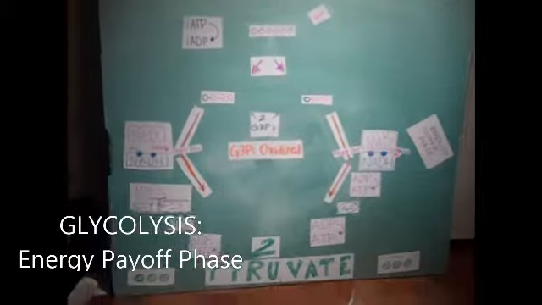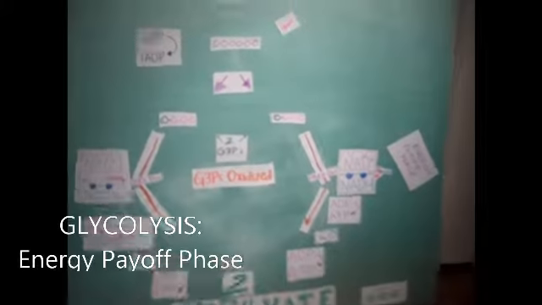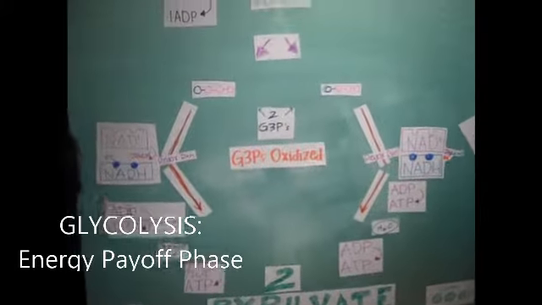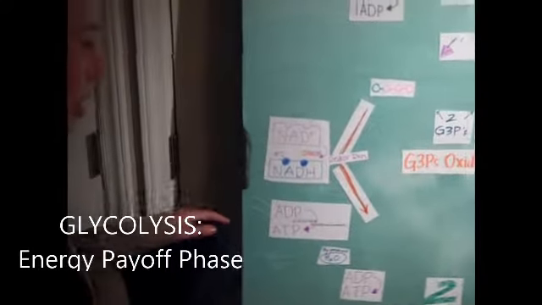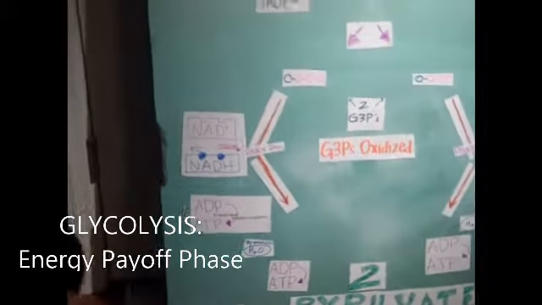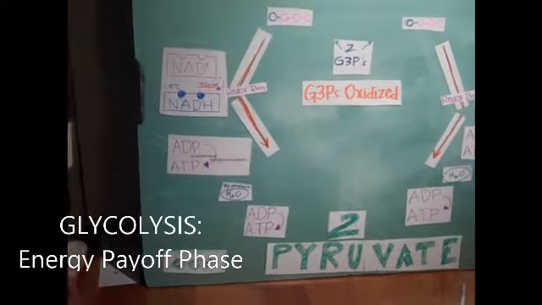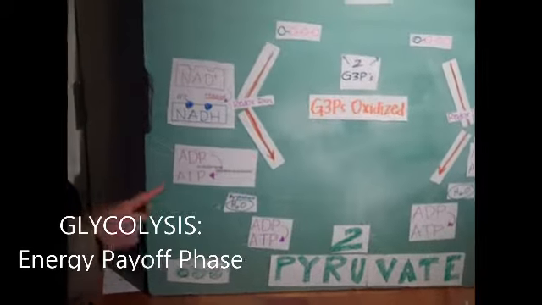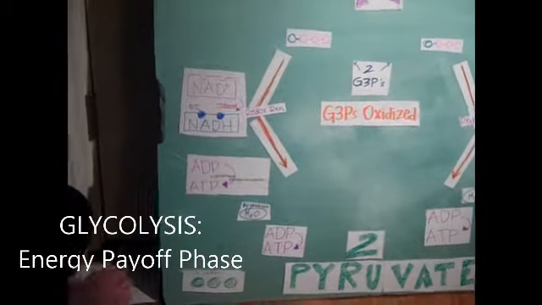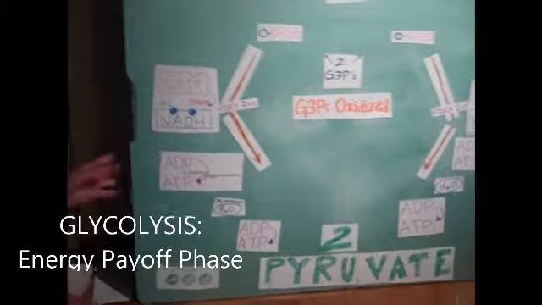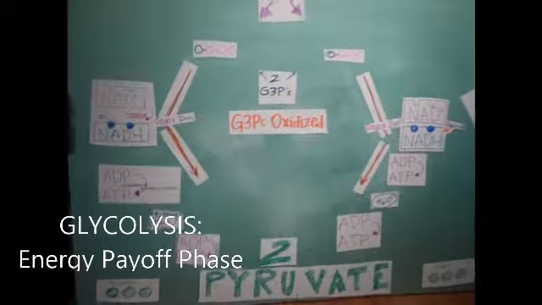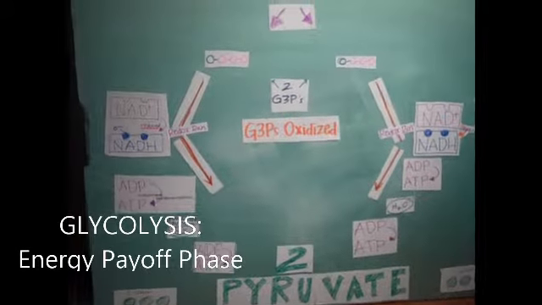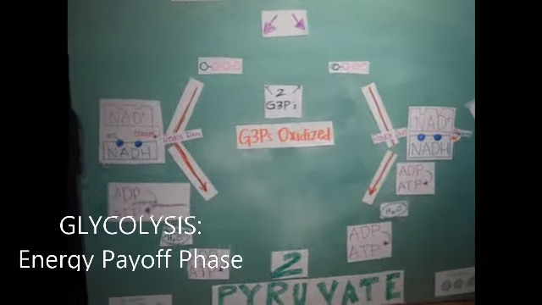The second stage of glycolysis is the energy payoff phase. This begins with the 2 molecules of G3P. The G3P molecules are oxidized in a redox reaction and NAD+ is reduced to NADH. Then the molecules of the G3Ps donate a phosphate group to ADP. This undergoes substrate phosphorylation and forms ATP. This process occurs 4 different times in the energy payoff phase of glycolysis, which produces 4 ATP during this phase.